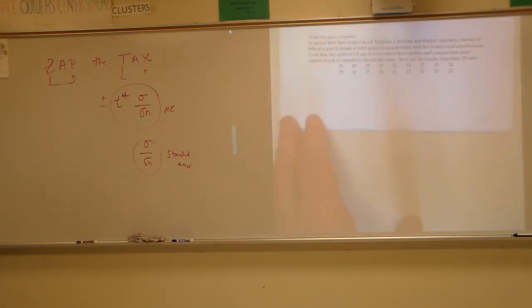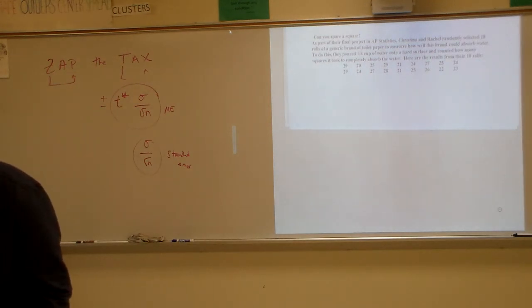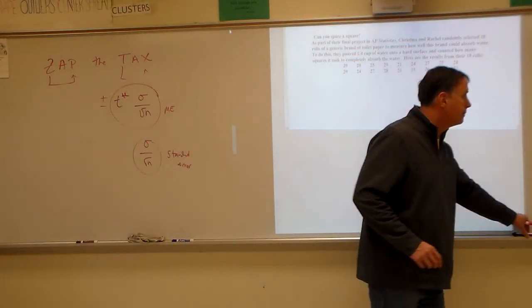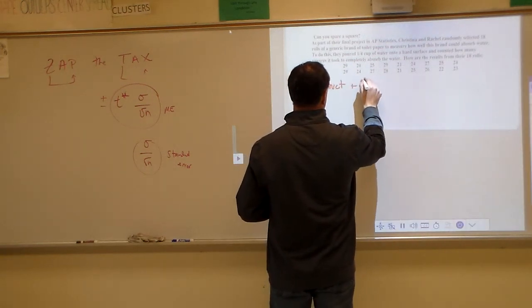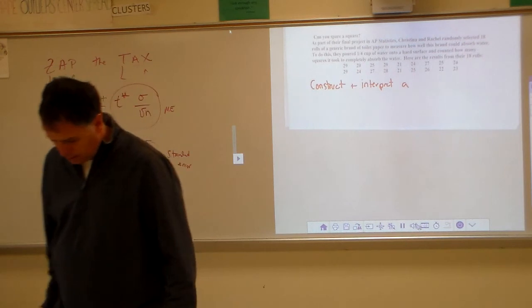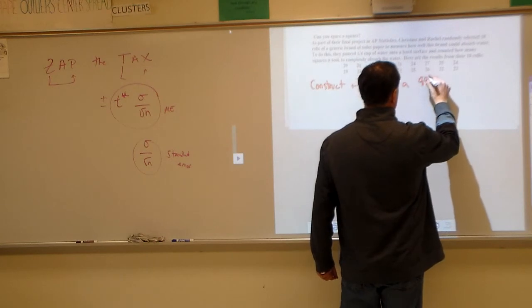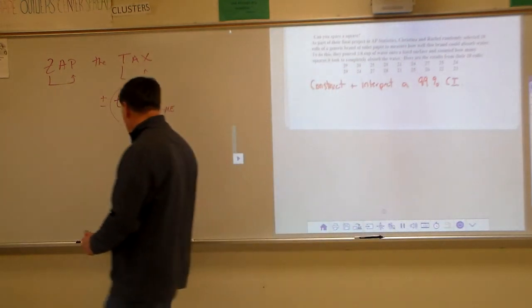Then I think the directions say we want some sort of confidence interval. So let me see if I can find out which one we want to do. Yeah. We want to estimate, construct and interpret a 99% confidence interval. Okay? Let's do that. Construct and interpret a 99% confidence interval. Those are kind of pointless, but we'll do what they tell us. All right, here we go.